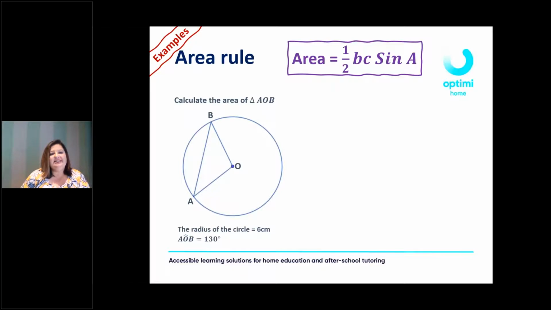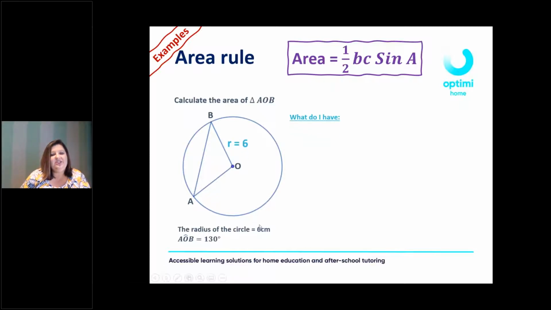So let's look at this example over here. Now they say calculate the area of triangle AOB. They say that the radius of the circle is 6 centimeters, and they say that AOB, meaning the angle O, is equal to 130 degrees. All right. What do I really have?